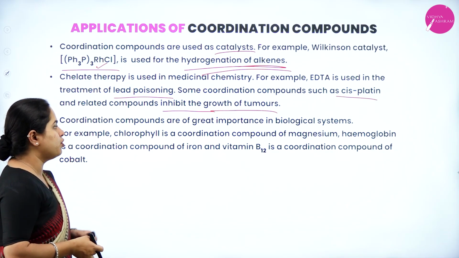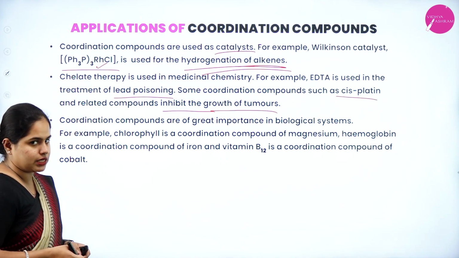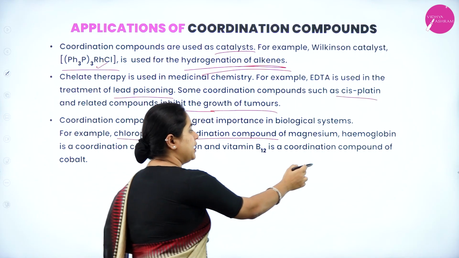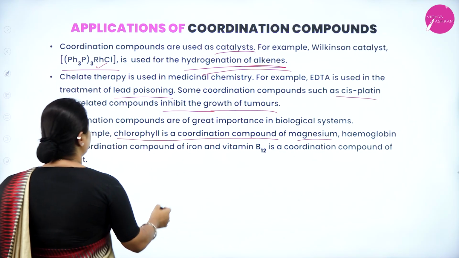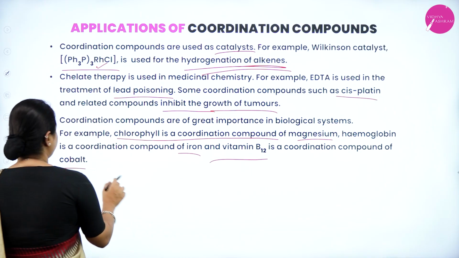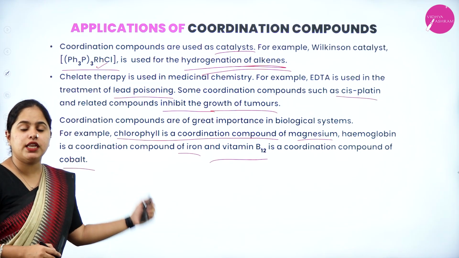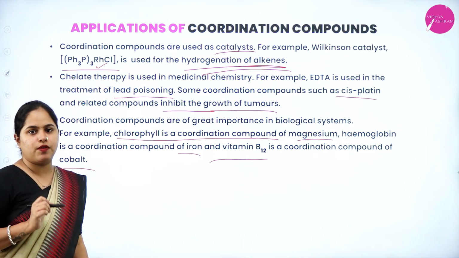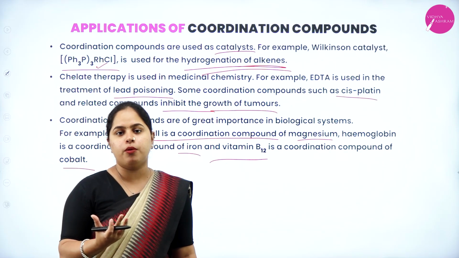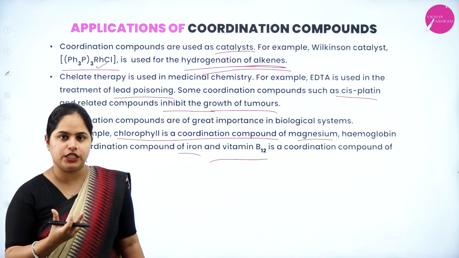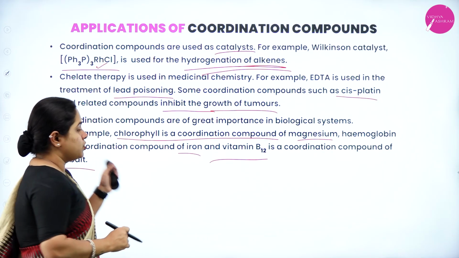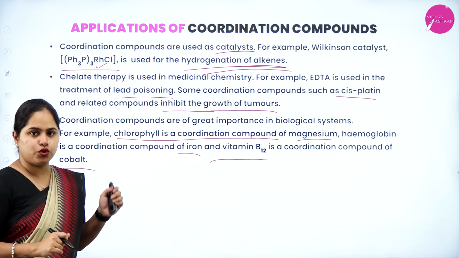Now, coordination compounds are of great importance in biological systems. For example, chlorophyll is a coordination compound of magnesium, hemoglobin is a coordination compound of iron, and vitamin B12 is a coordination compound of cobalt. So this is also a very important application, and very important to remember. Chlorophyll is a coordination compound of what? Magnesium, right? And hemoglobin is a coordination compound of iron.